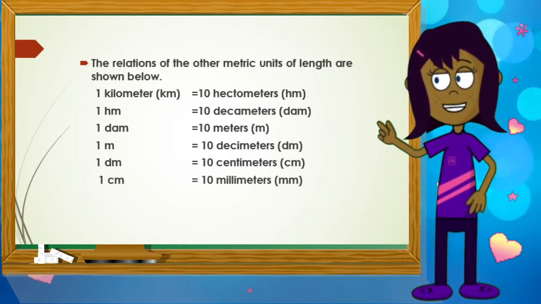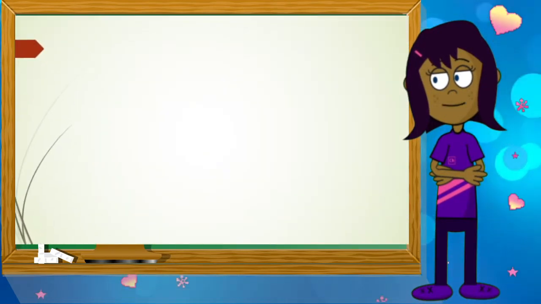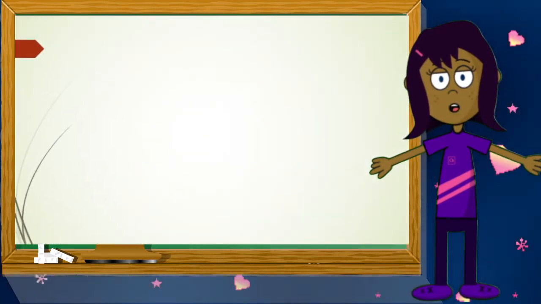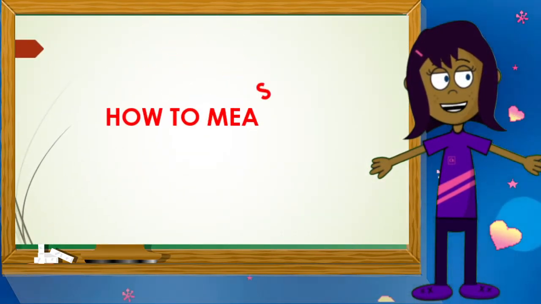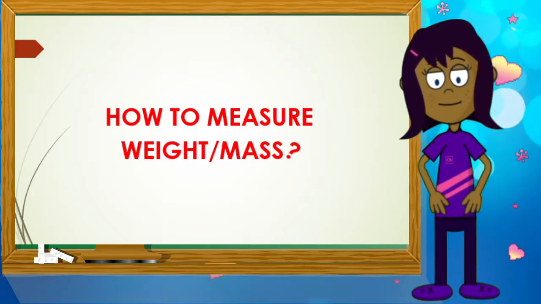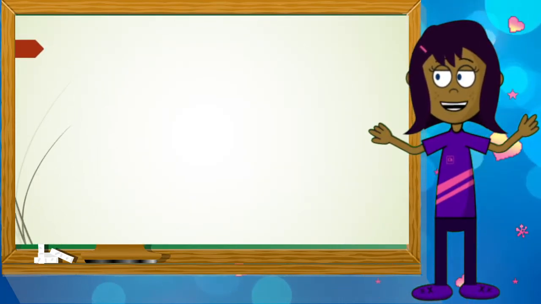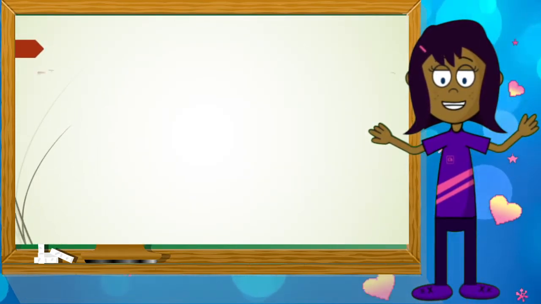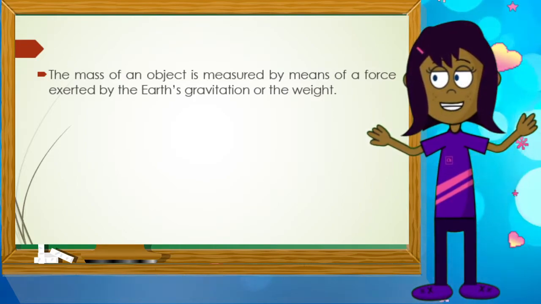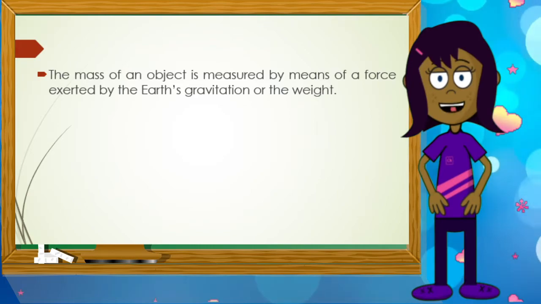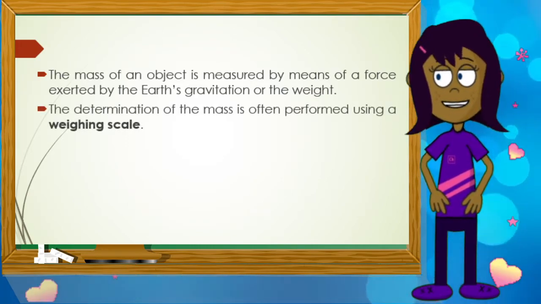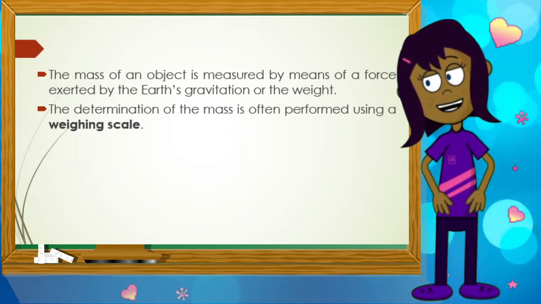And of course, 1 centimeter is equal to 10 millimeters. Now let's proceed to mass or weight. So how do we measure weights? The mass of an object is measured by means of a force exerted by the Earth's gravitation, or what you call the weight. So the determination of the mass is often performed using a weighing scale.